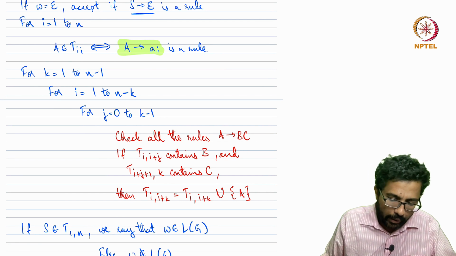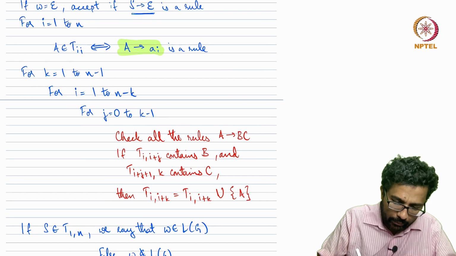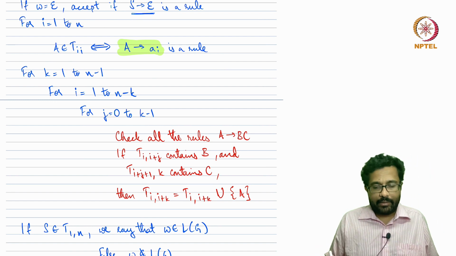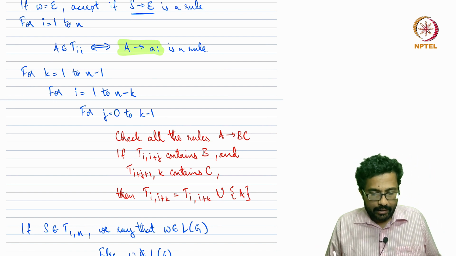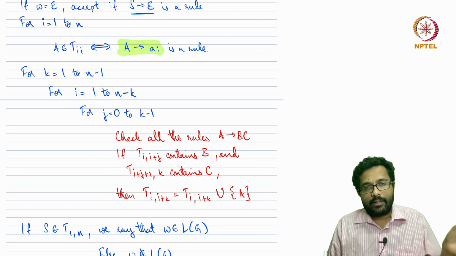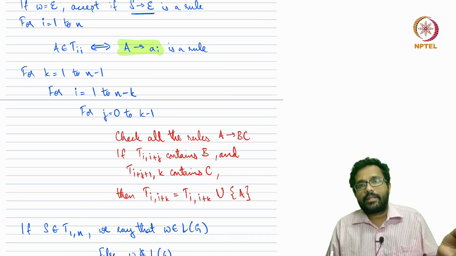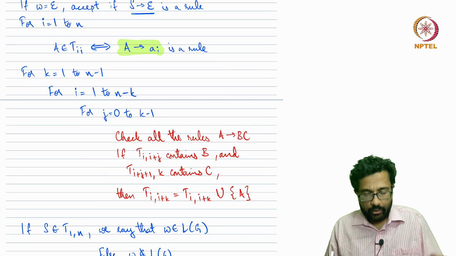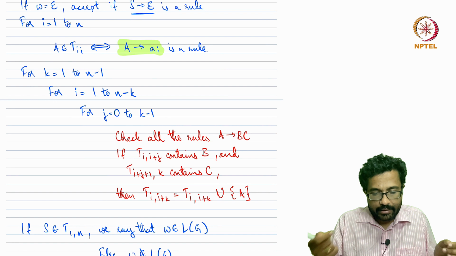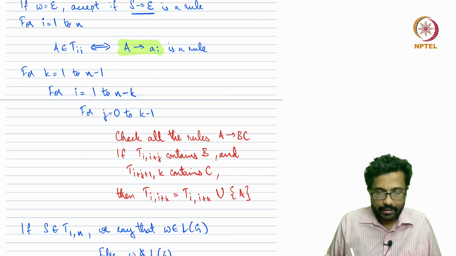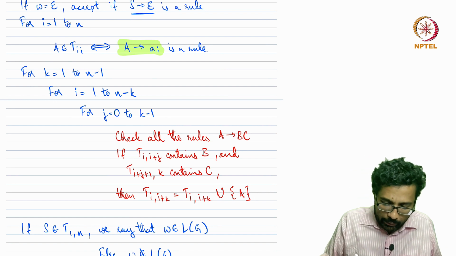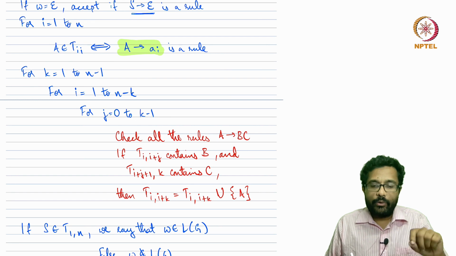So k equal to 1 to n minus 1 corresponds to the length of the substring. i equal to 1 to n minus k corresponds to the position of the substring. So i equal to 1 means the substring starting from the first location, i equal to 2 means the substring starting from the second location, and so on. It can only go up to n minus k because k is already fixed in the second loop, so we cannot start beyond n minus k. And j equal to 0 to k minus 1 indicates where we are going to split.